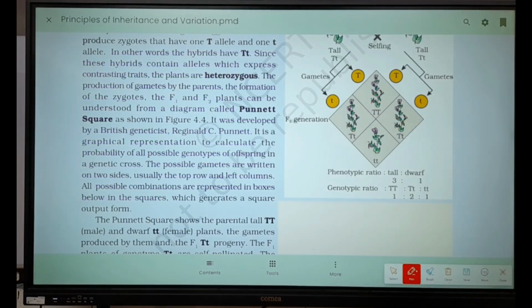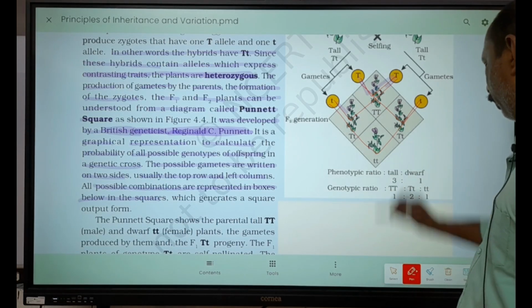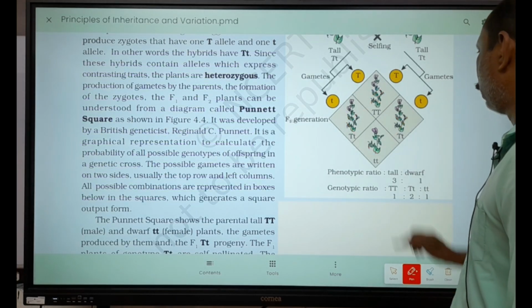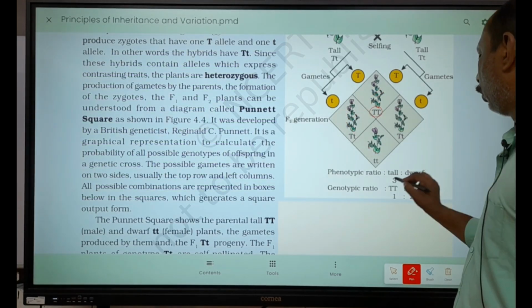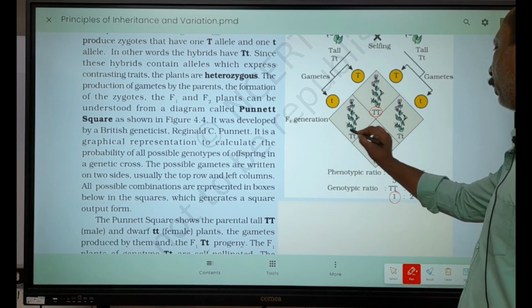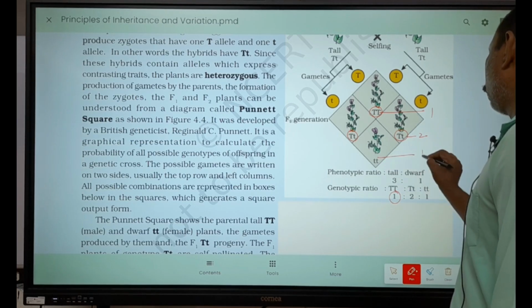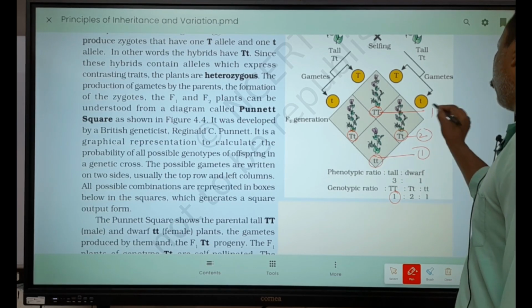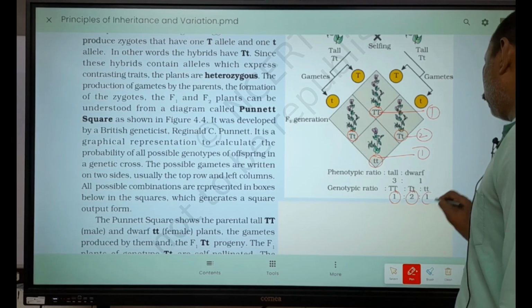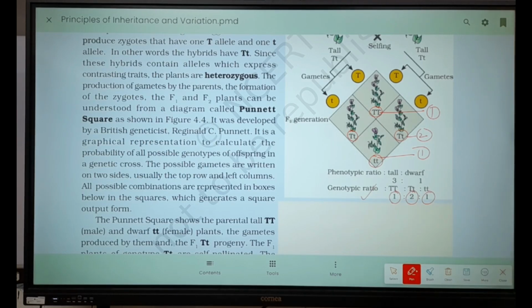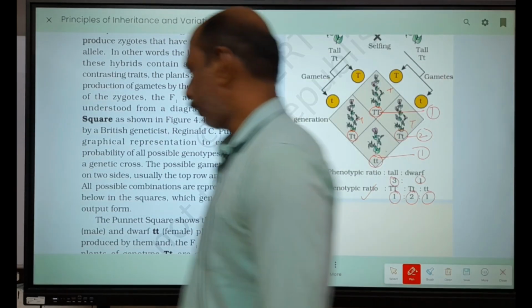Here you understand what the ratio is. Look, capital T capital T, 1, capital T small t, these two, and this one, means 1:2:1. That is the genotype ratio. And phenotype means what? Because capital T is present, this one is tall, this one is tall, this one is tall, but this one is dwarf. Means 3 tall and 1 dwarf.